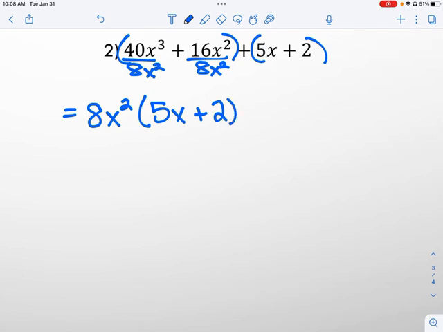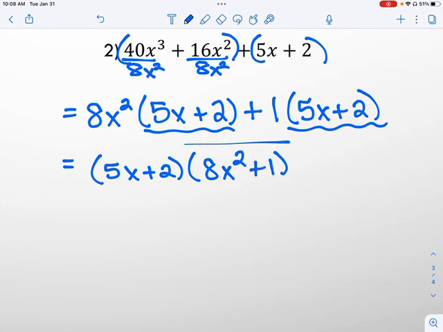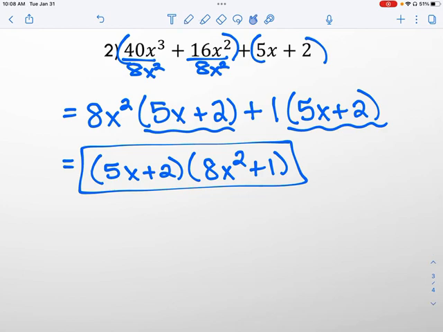Now, in the second one, you'll notice that there is nothing common between 5x and 2. So in this situation, what we do is we factor out a 1, and we leave the binomial the same. So now you'll notice we take the common binomial, 5x plus 2, and put it with the other binomial, 8x squared plus 1. And there would be our factored form.